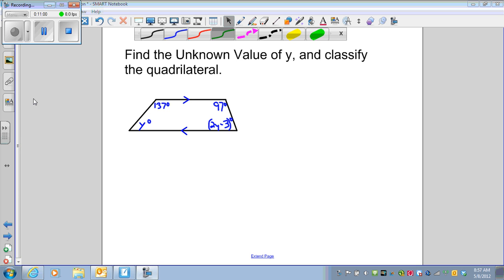So try this problem on your own and bring it to class tomorrow for discussion. I want you to find the unknown value of y and classify the quadrilateral with its proper name. So press pause now and work on this on your own.